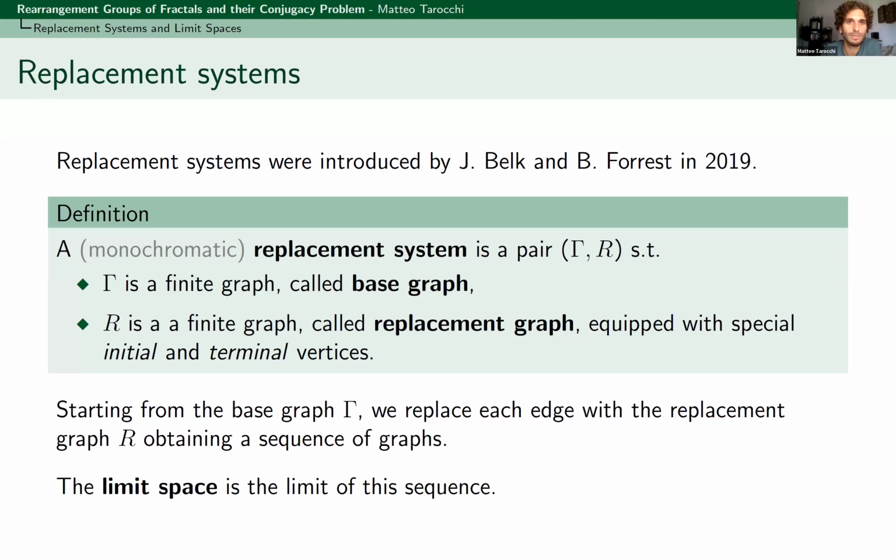I want to make it clear that the idea here is that you start with the base graph. You can replace edges, as many edges as you want. You can continue replacing, and you get then a sequence of increasingly more complicated graphs. This sequence kind of converges to a topological space.